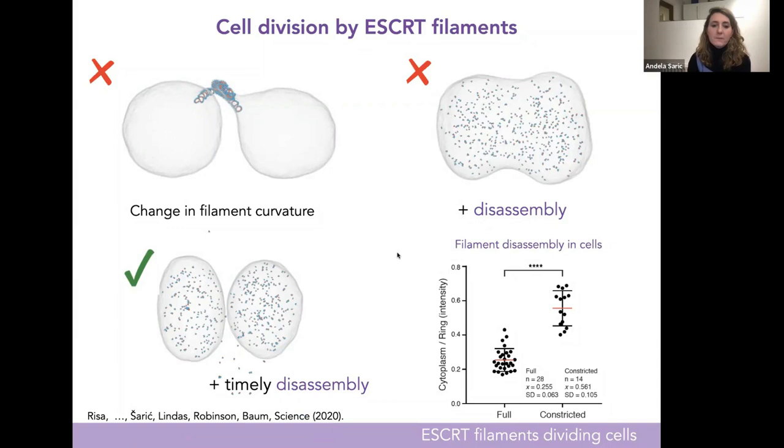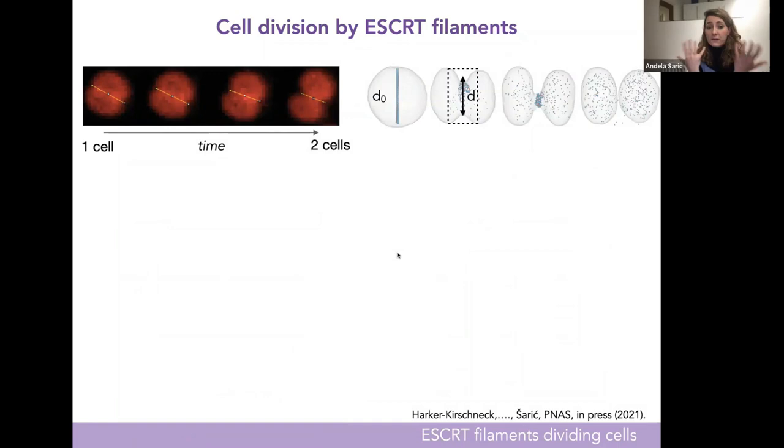So we were happy with this, but what we were really excited about is that we can start doing a quantitative comparison now. What we get from Bazzi's data is a bunch of movies where he images cells dividing, and then we can measure the diameter of the cell in time. And we can do the same in our simulations. We thought it would be a nice thing to compare how the diameter of the cell changes in time. So this is their data.